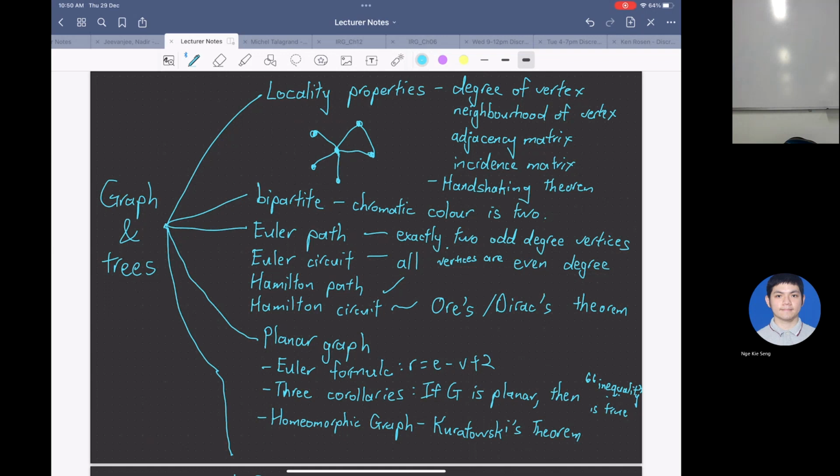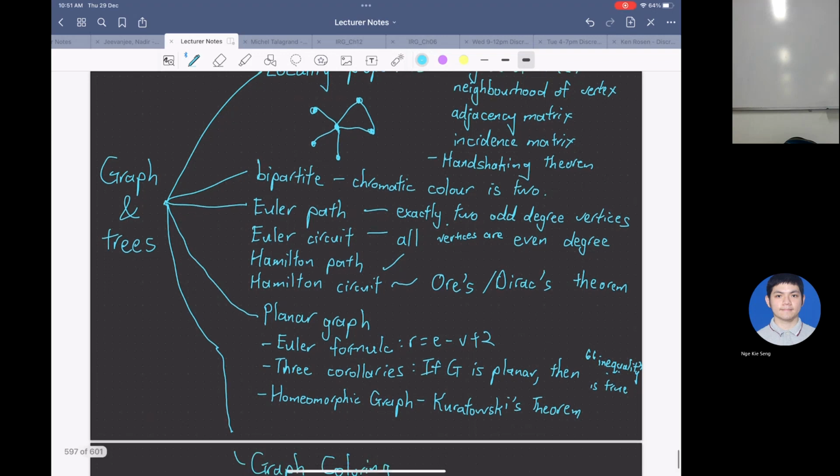What you can use is: if the inequality is not true, then it is not planar, because this is the contrapositive of the statement. Only this you can use. In the exam, because these three corollaries have no name, you can just use them. Just say by corollary, if this is not true, then it is not planar. There's no name for this corollary.